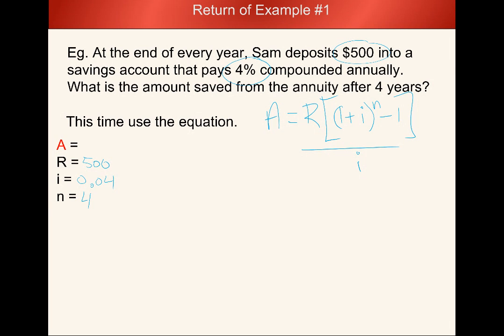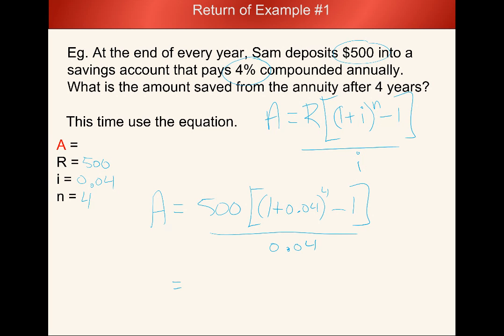So this is about the easiest annuity that we could solve. So let's try and plug those numbers in. A equals 500 times 1 plus 0.04 to the power of 4 minus 1, divided by 0.04.